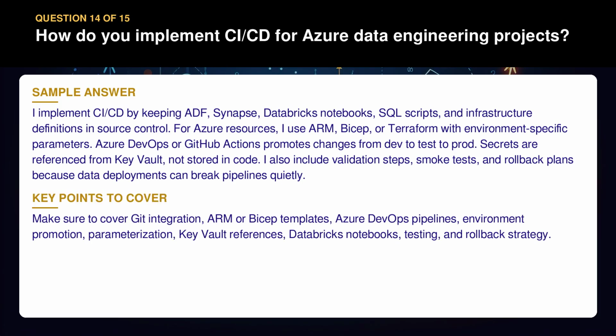Make sure to cover Git integration, ARM or Bicep templates, Azure DevOps pipelines, environment promotion, parameterization, Key Vault references, Databricks notebooks, testing, and rollback strategy.